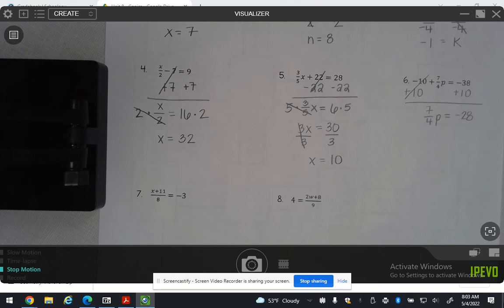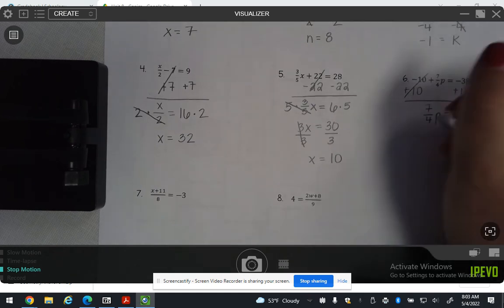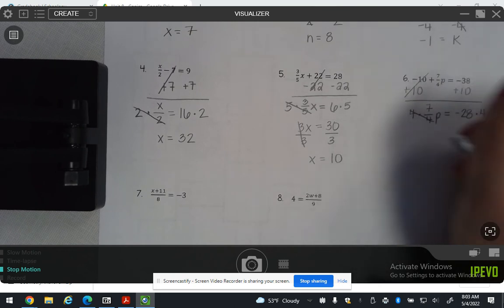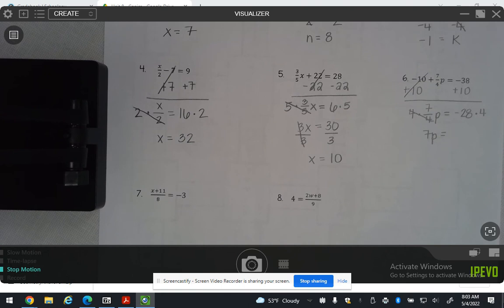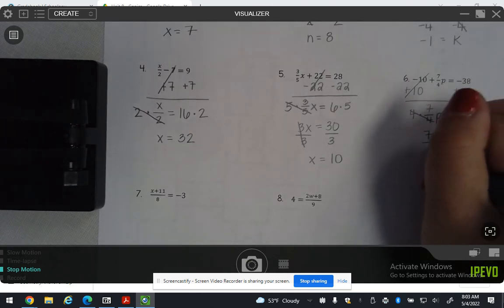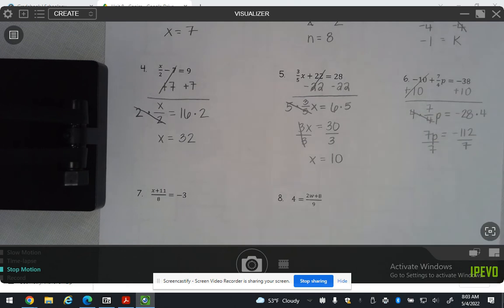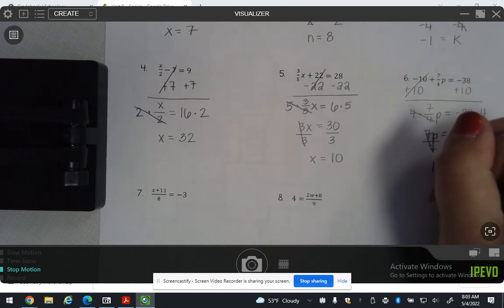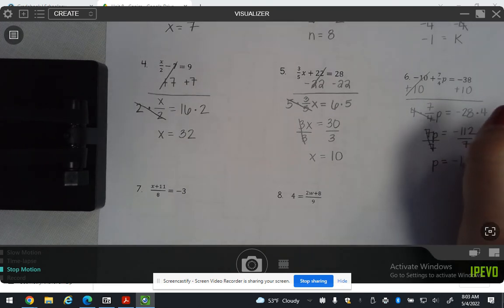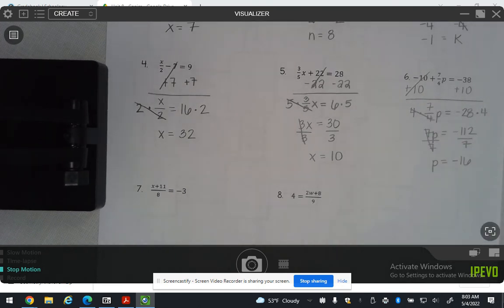Okay, now I need to get rid of my denominator. What number's in my denominator? 4. So I need to multiply both sides by 4. So then I have 7P equals, is that negative 112? And I need to divide by 7 on both sides. So the 7's cancel. So P equals negative 16 is correct. Nice job, Duke.